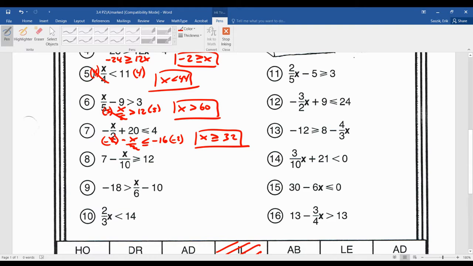Here, I'm going to move the 7 over by subtracting, so I have -x over 10 is greater than or equal to... Oh, whoops, sorry, that would be +5, right? 12 minus 7 is +5. Similar to the one above, I'm going to multiply both sides by -10. So I get positive x now, and that direction changes again. So x is less than or equal to -50. So let's see if we can find these 4 down there, starting with number 5.